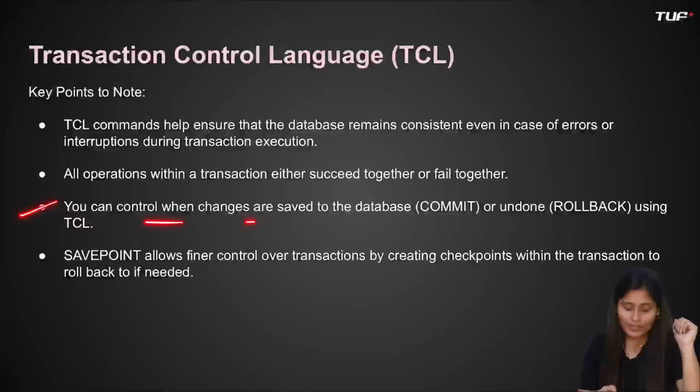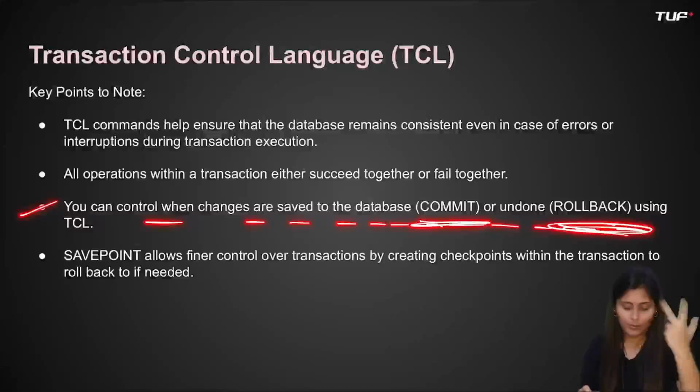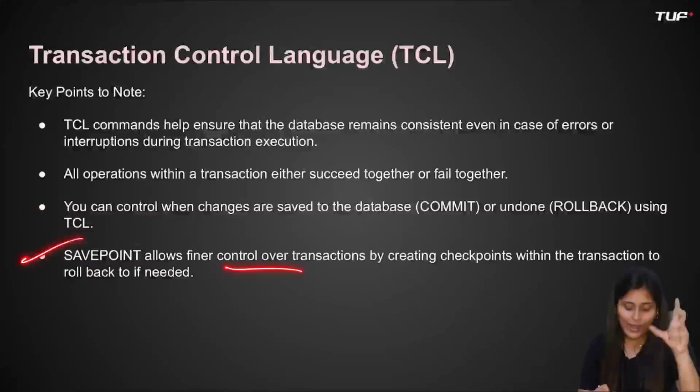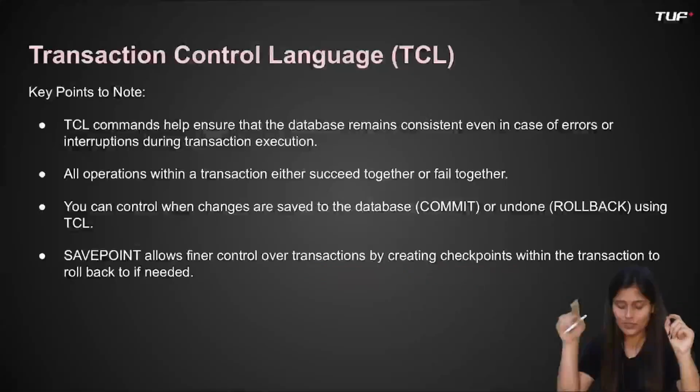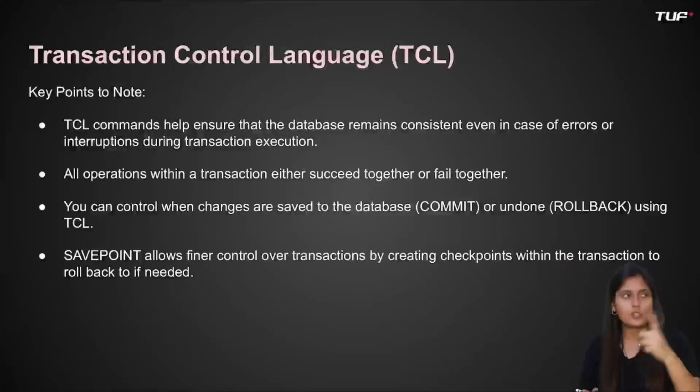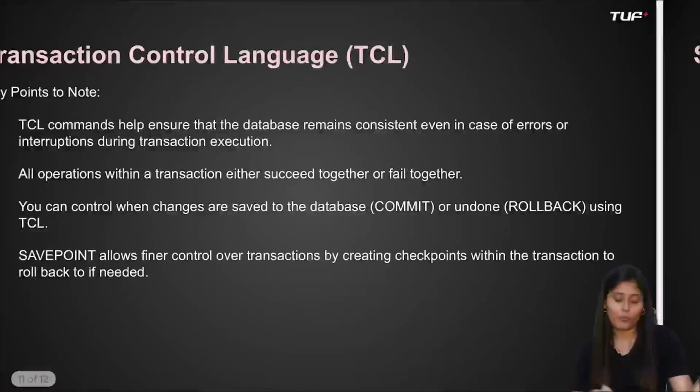So you can control when changes are saved to the database with commit, or undo them with the help of rollback. Save points allow fine control over transactions by creating checkpoints, like in between we are saving some data within the transaction, so that if you are going to roll back, instead of going to the very first point, you will just move to the last save point of the data.